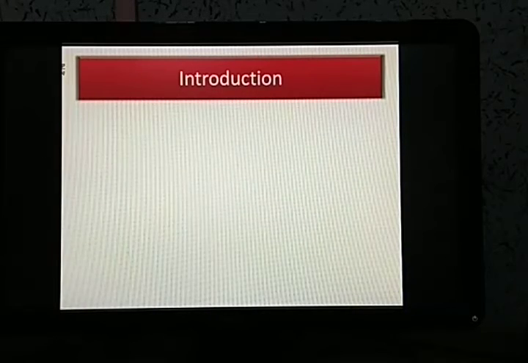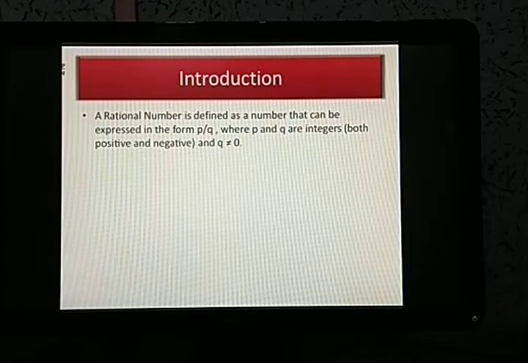So in the introduction, first of all, let us see what is the definition of rational numbers. Let us recall the definition. A rational number is defined as a number that can be expressed in the form p by q, where p and q are integers, both positive and negative, and q is not equal to 0. So this is the definition you are very familiar with.